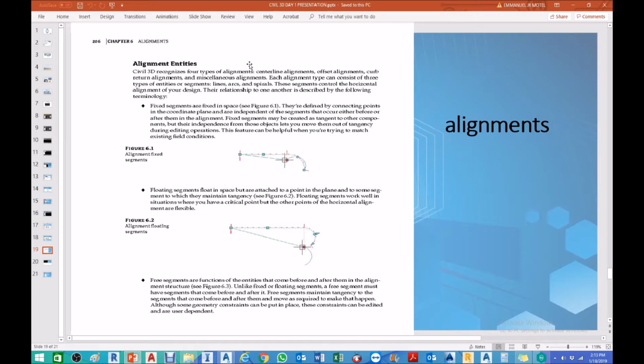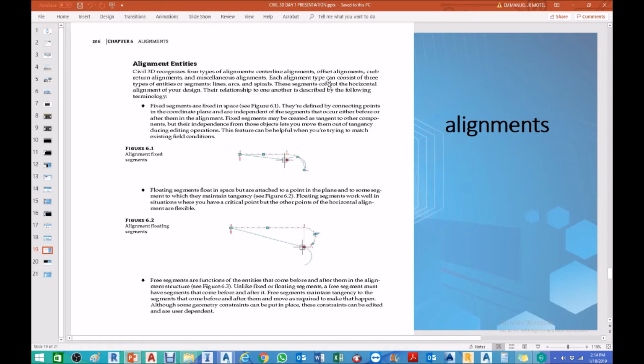Before we could run a profile or create a profile, we need to create an alignment. The alignment can also be used as a center line for the corridor or road. And here, alignment entities. Civil 3D recognizes 4 types of alignments: center line alignment, offset alignment, curve return alignments, and miscellaneous alignment.